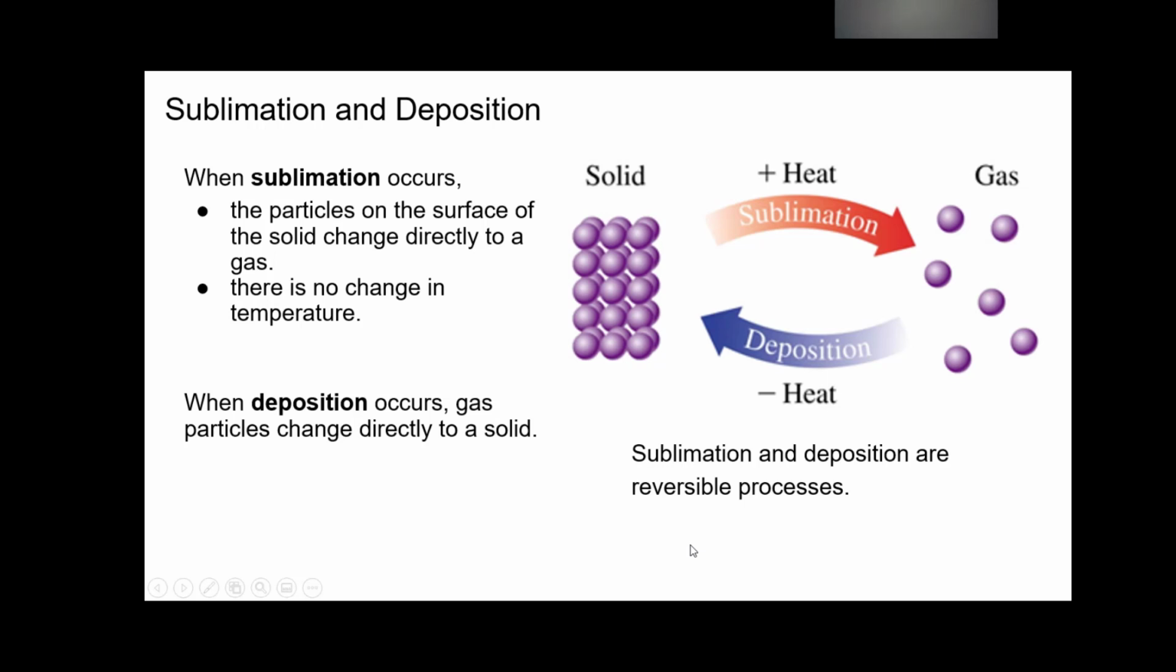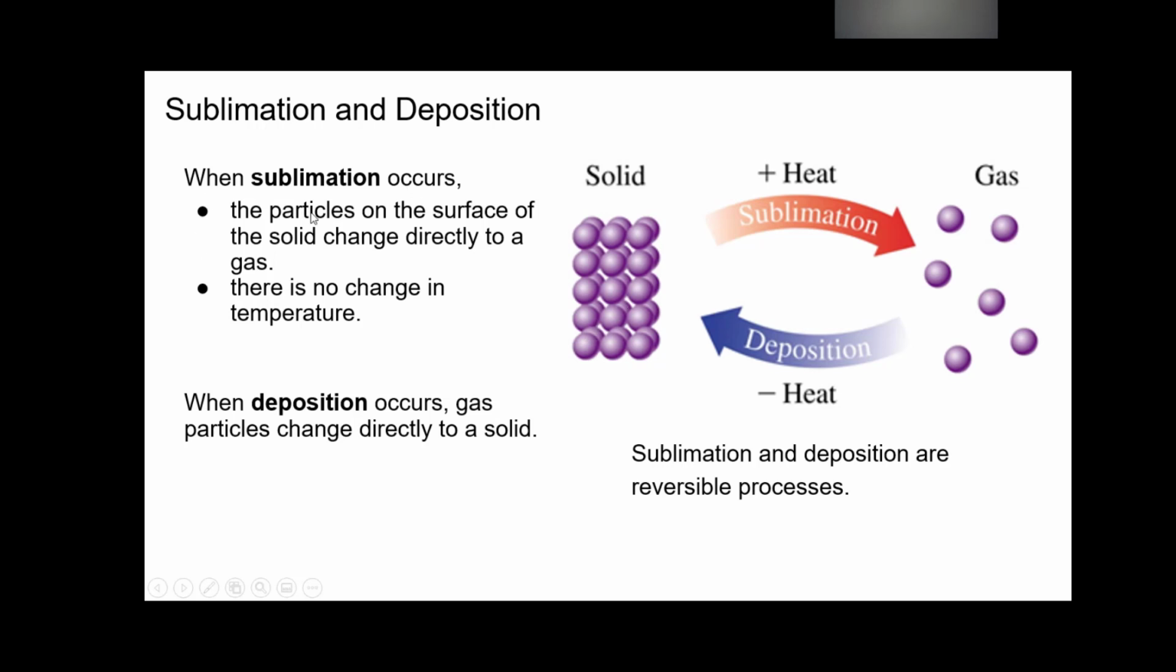Sublimation and deposition. When a solid absorbs heat, it changes to a gas through sublimation. It bypasses the liquid phase. When the gas releases heat, it changes to a solid through deposition. So again, it bypasses the liquid state, just goes from one phase to another and not involving all three.